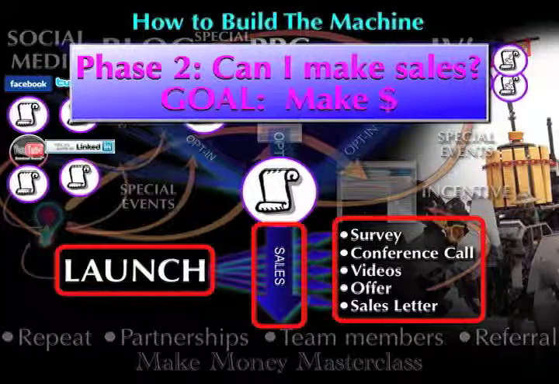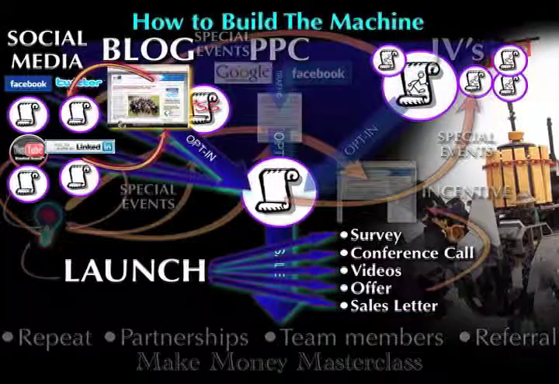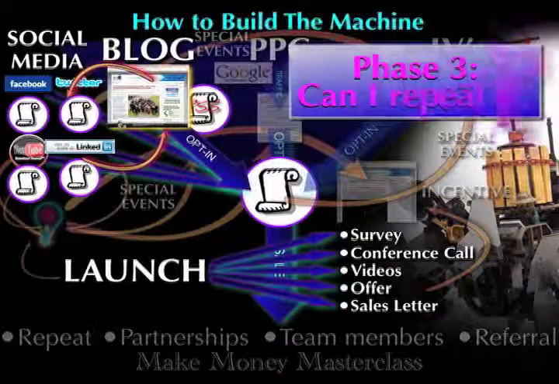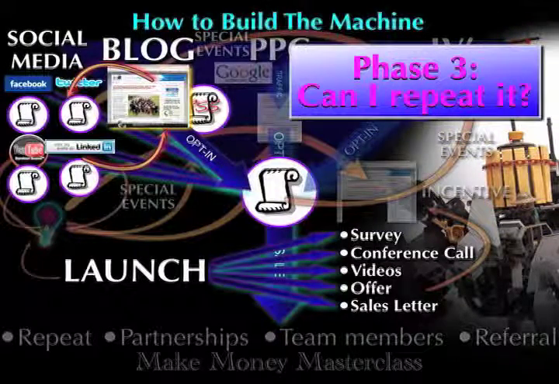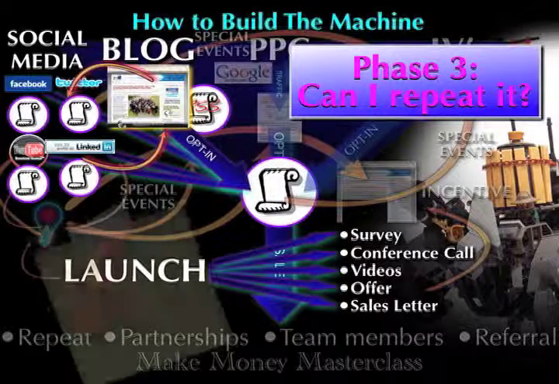So the goal for phase 2 is just to make some money. And once you've made some money, then you can answer the question, can I make sales, with a big fat yes. Let's move on to phase 3. In phase 3, the question is, can I repeat it? Can I do this again? And we're not just going to do it one more time and hope that it all works out again. We're going to do it bigger this time.